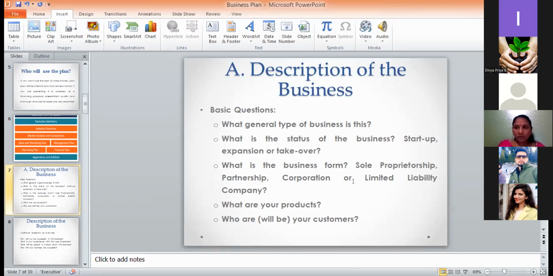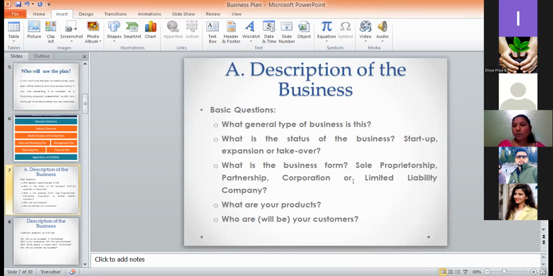So status of business, it is a startup company. Startup company is a new company which doesn't have a marketplace. As I told you before, it doesn't have a marketplace and it has to find new customers in order to sell the product. Expansion. So only an already existing business can go for expanding their business. Takeover. So when you take over someone's organization, that is when an already existing business is taken over by you. That is what we call takeover. So you have to know the status of your business.